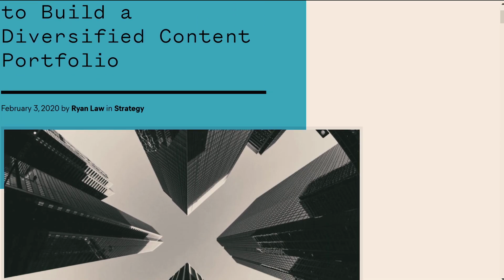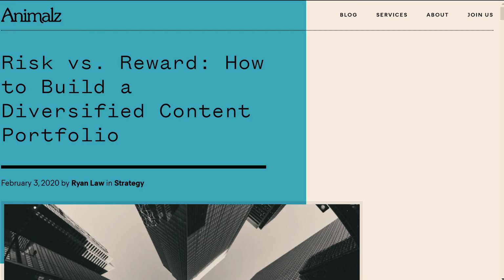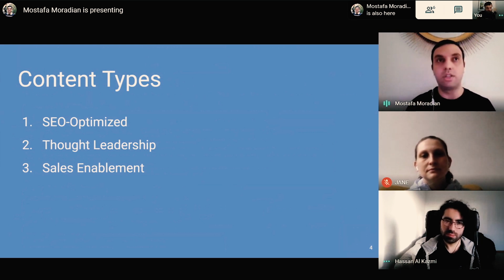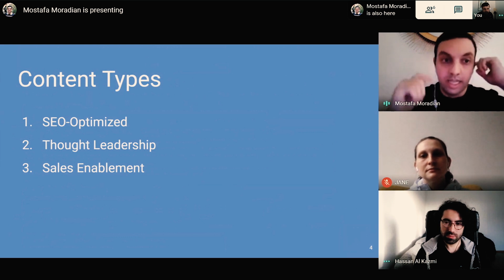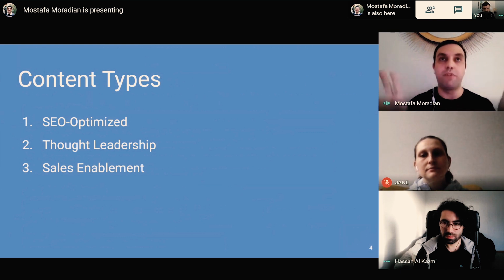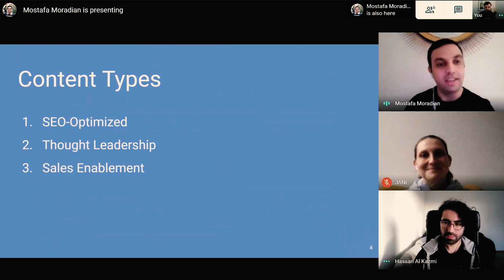So basically, we have three types of content. The content that is SEO optimized is not going to sell anything, obviously at least, but it's based on something, a product or service, that is optimized to be easily searchable or findable over the internet, on a search engine, Google, Bing, anything.